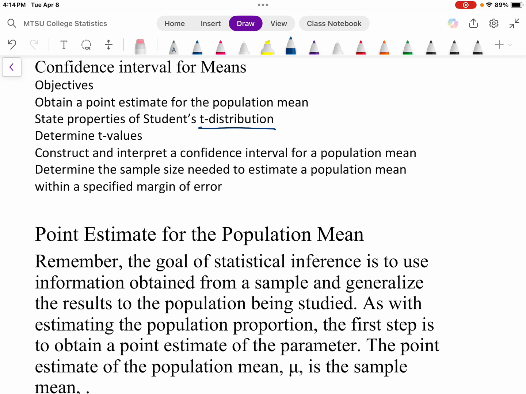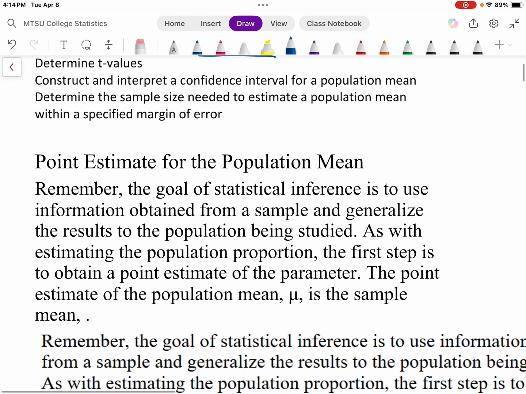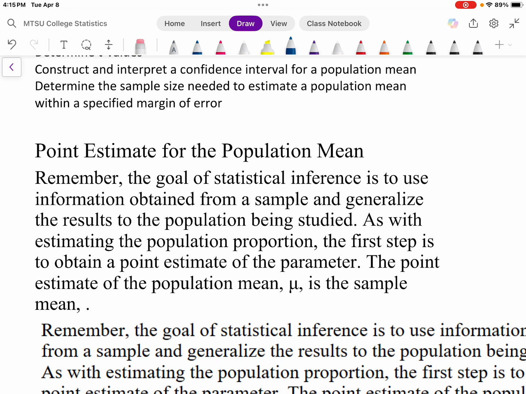And then we get to construct and interpret the confidence intervals for a population mean, and then also calculate the sample size. What is the minimum sample size in order to get a certain margin of error for a certain confidence level or confidence interval. Some of that stuff we've done already before, so it's just changing some of the formulas and some of the process, just a smidge.